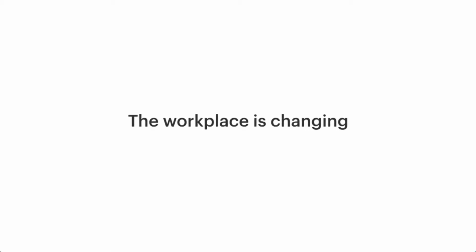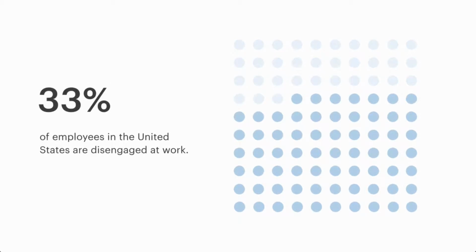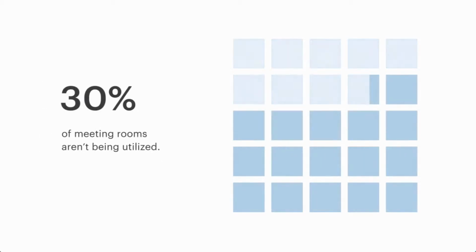The workplace is changing. More than 3/4 of employees name flexible working as one of their top priorities in a benefits package. 33% of employees in the United States are disengaged at work. And how about the physical spaces? Almost half of all desks sit empty across offices in North America. And at any given time, 30% of meeting rooms aren't being utilized.